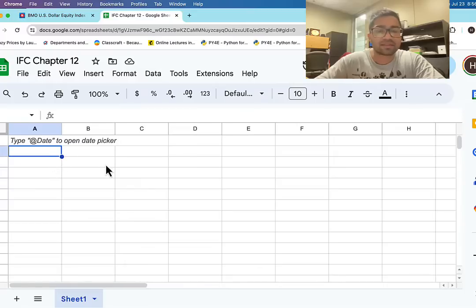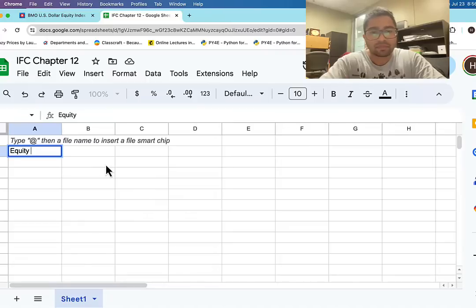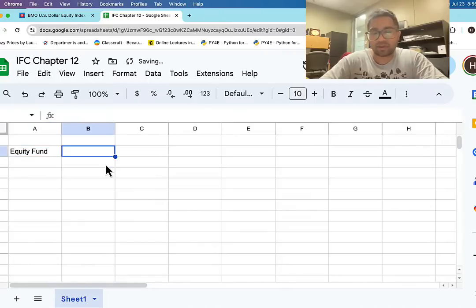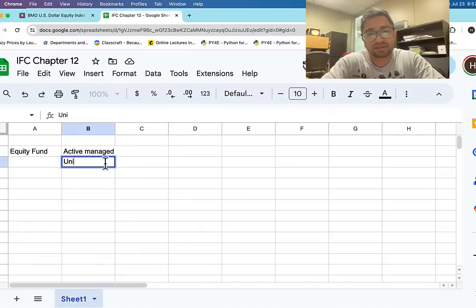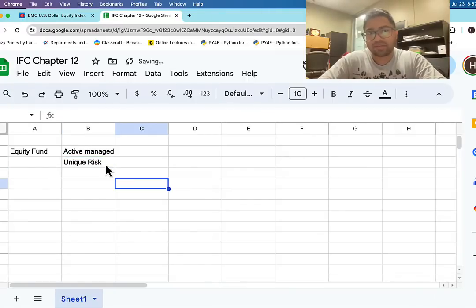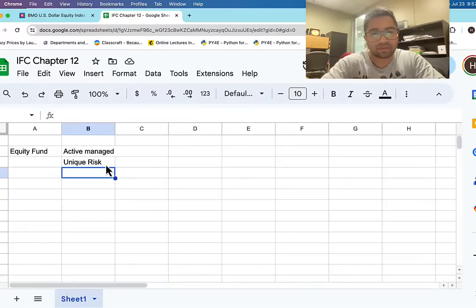So we discussed three types of funds. We discussed an equity fund. The important part for the exam that you have to remember is that this is actively managed, and it can have unique risk. Then we saw a fund that was giving around 7% return. So returns on this fund were on average 7%, let's say, and an MER of 2.6%.